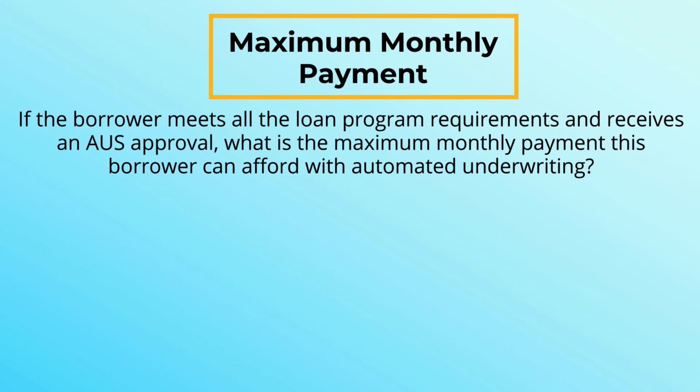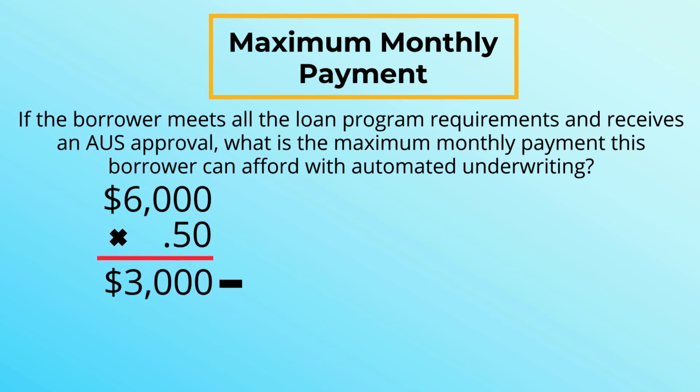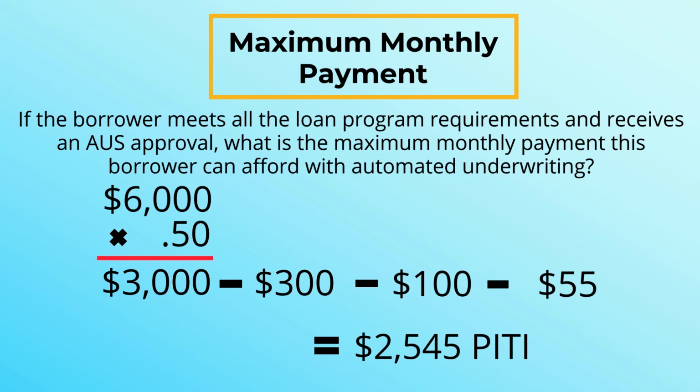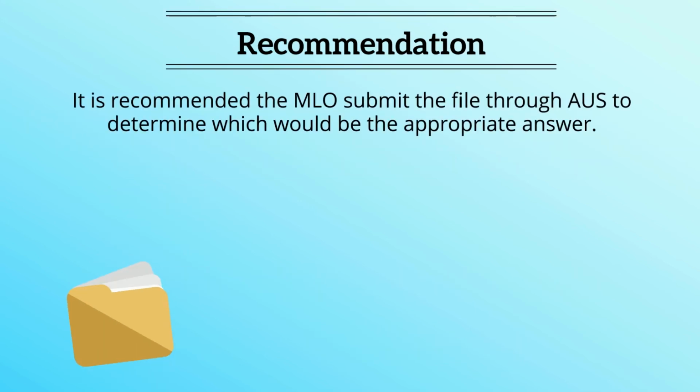If the borrower meets all the loan program requirements and receives an AUS approval, what is the maximum monthly payment this borrower can afford with automated underwriting? $6,000 times 50% equals $3,000, minus the expenses of $300, minus $100, minus $55, equals $2,545 PITI. It is recommended the MLO submit the file through AUS to determine which would be the appropriate answer.